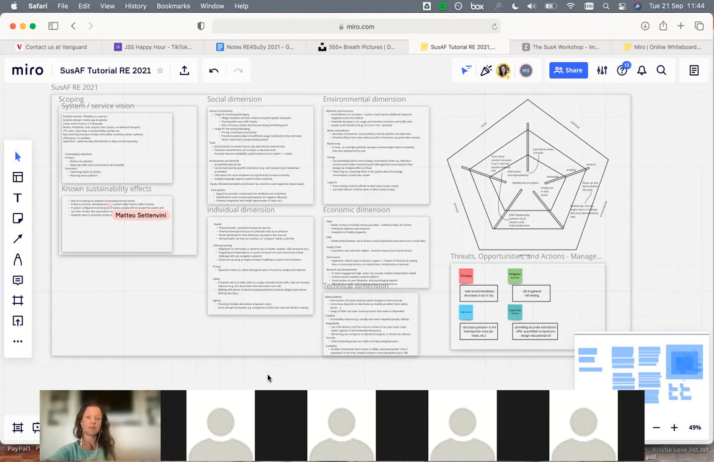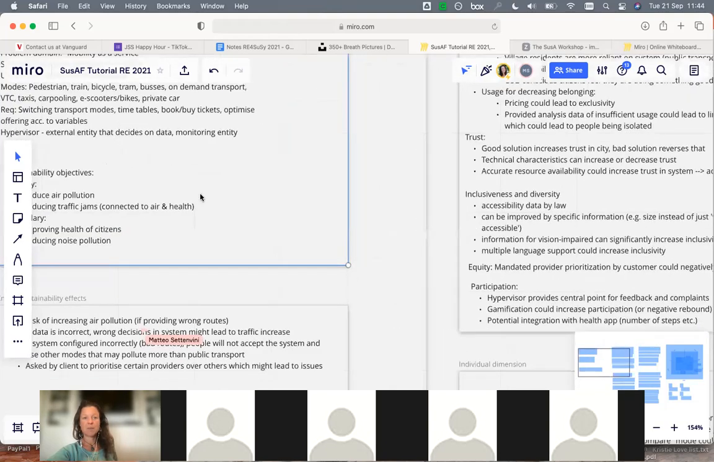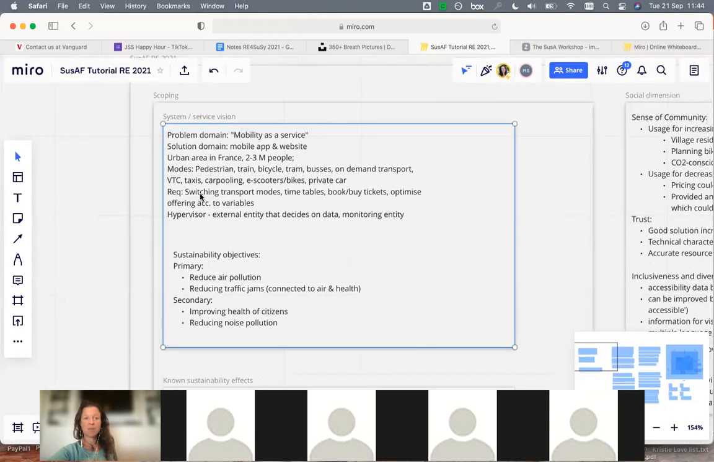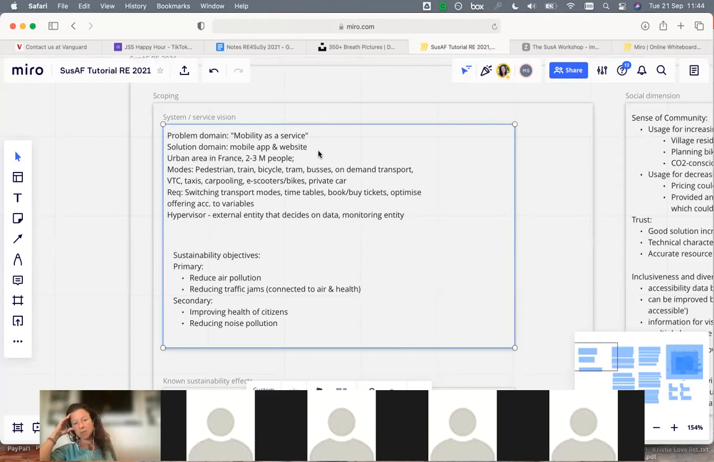Mm-hmm. Yes, so the scoping is done over here in the very first step, when we talk about the current vision of the service, and that includes the boundary conditions. For example, for this metropolitan area, we know that it contains about 2 to 3 million people. So that is our rough scoping for this analysis. Now, if we know we're developing this for a population of 10 million, then that should go here into the boundary conditions as well. Yeah, okay, that makes sense.